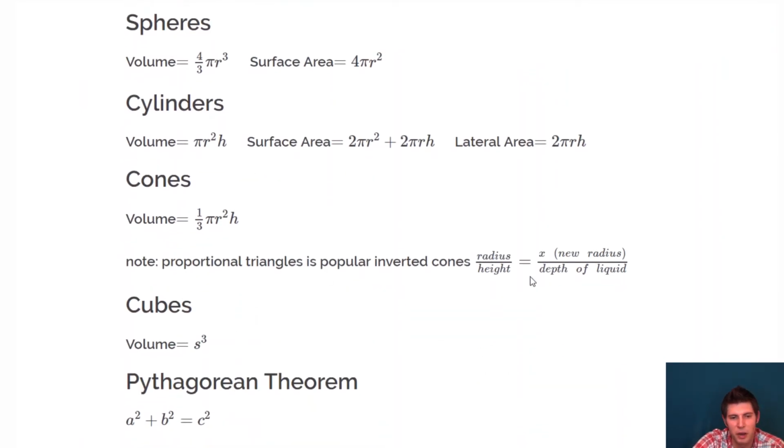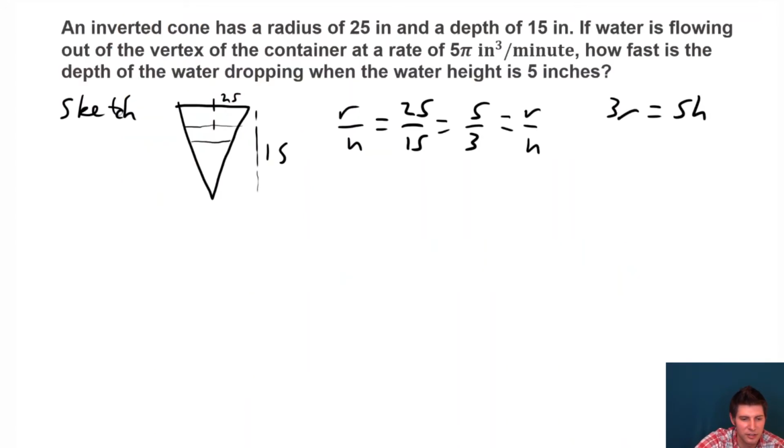Proportional triangles is popular for inverted cones. So it's radius over height equals the new radius and depth of liquid. So that's what we ended up applying for that. So 3r equals 5h. I'll just leave that for now. We might have to isolate one of the variables.